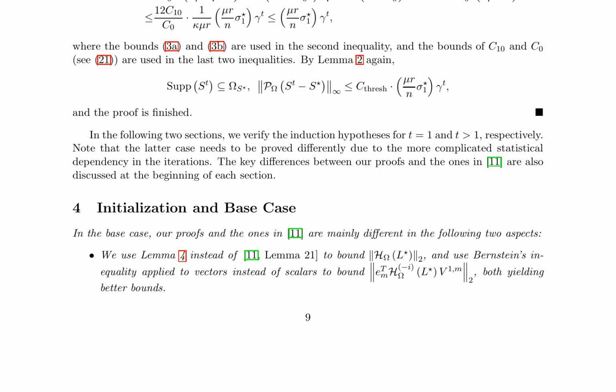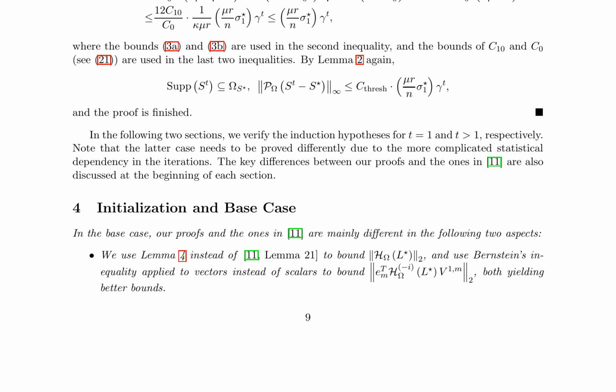In the following sections, the induction hypotheses for t equals 1 and t greater than 1 are verified. The key differences between our proofs and the ones in [11] are also discussed at the beginning of each section. In the base case, our proofs and the ones in [11] are mainly different in two aspects. We use Lemma 4 instead of [11, Lemma 21] to bound the norm of B_L^H Ω_L B_L in the 2 norm, and use Bernstein's inequality applied to vectors instead of scalars to bound the 2 norm, both yielding better bounds.